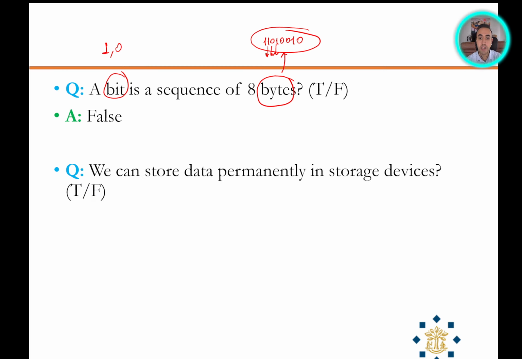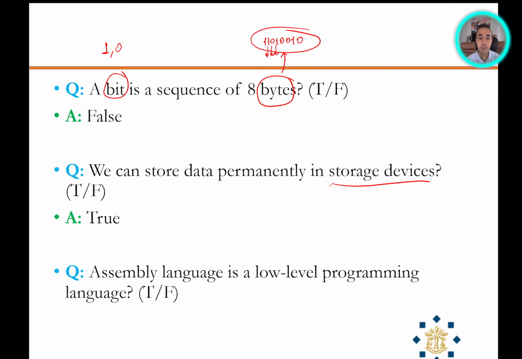We can store data permanently in storage devices. True or false? The answer is true, right? Because the storage devices are there to store the data permanently, right? Okay, good. Next question. Assembly language is a low-level programming language. True or false? The answer is, again, true. Assembly language is one of the low-level programming languages. Okay.